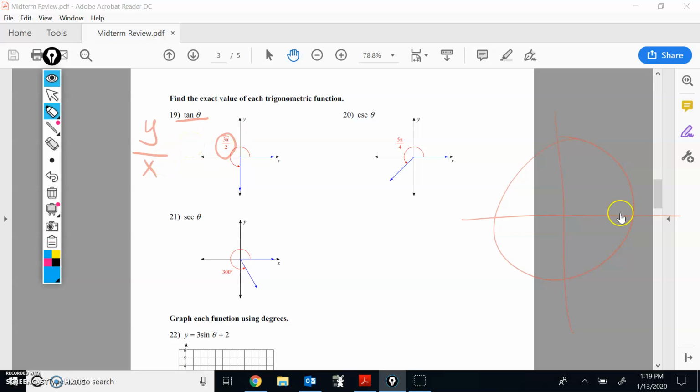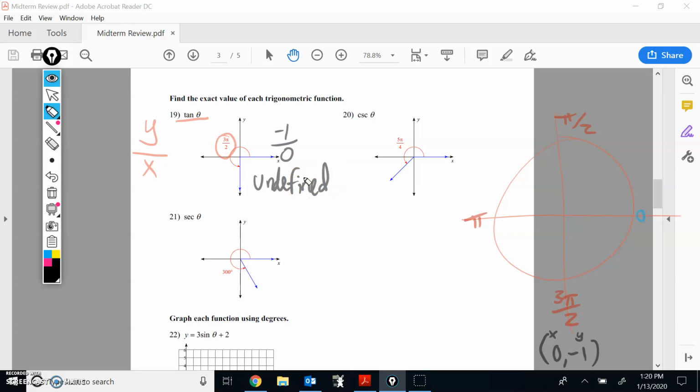On your unit circle, this is 0, this is pi over 2, this is pi, this is 3 pi over 2. And then your ordered pair at 3 pi over 2 is (0, negative 1). So your 0 is your x, the negative 1 is your y. That means if you do the tangent of that, y divided by x, it's going to be negative 1 divided by 0. Anything divided by 0 does not exist, so you write undefined.